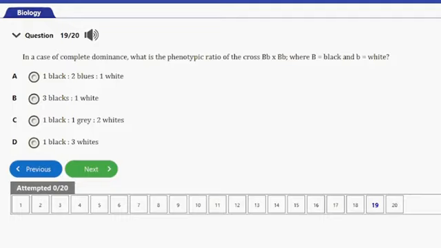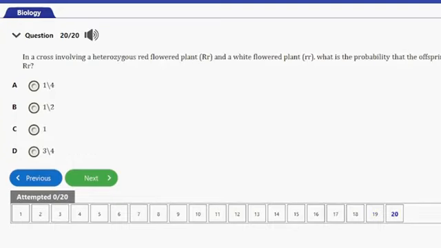So guys, considering that the dominant B is for black and the recessive b is for white, remember that these are two heterozygous genes, so definitely they will be in the ratio 3:1, where 3 goes for the dominant character and then 1 goes for the recessive. So the correct answer to this question will be option B, 3 blacks and 1 white. So let's consider the next and the last question here, guys, and that's question number 20.